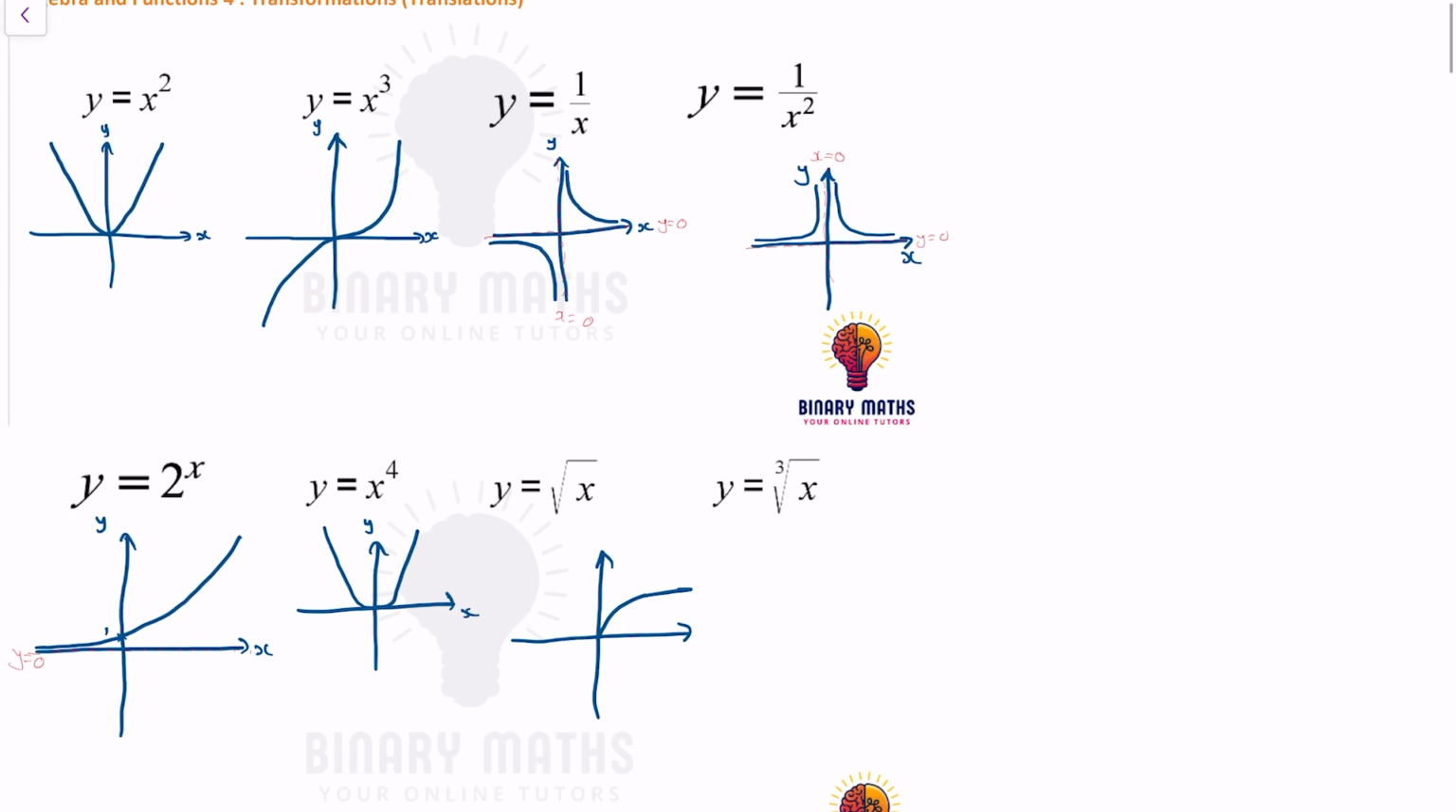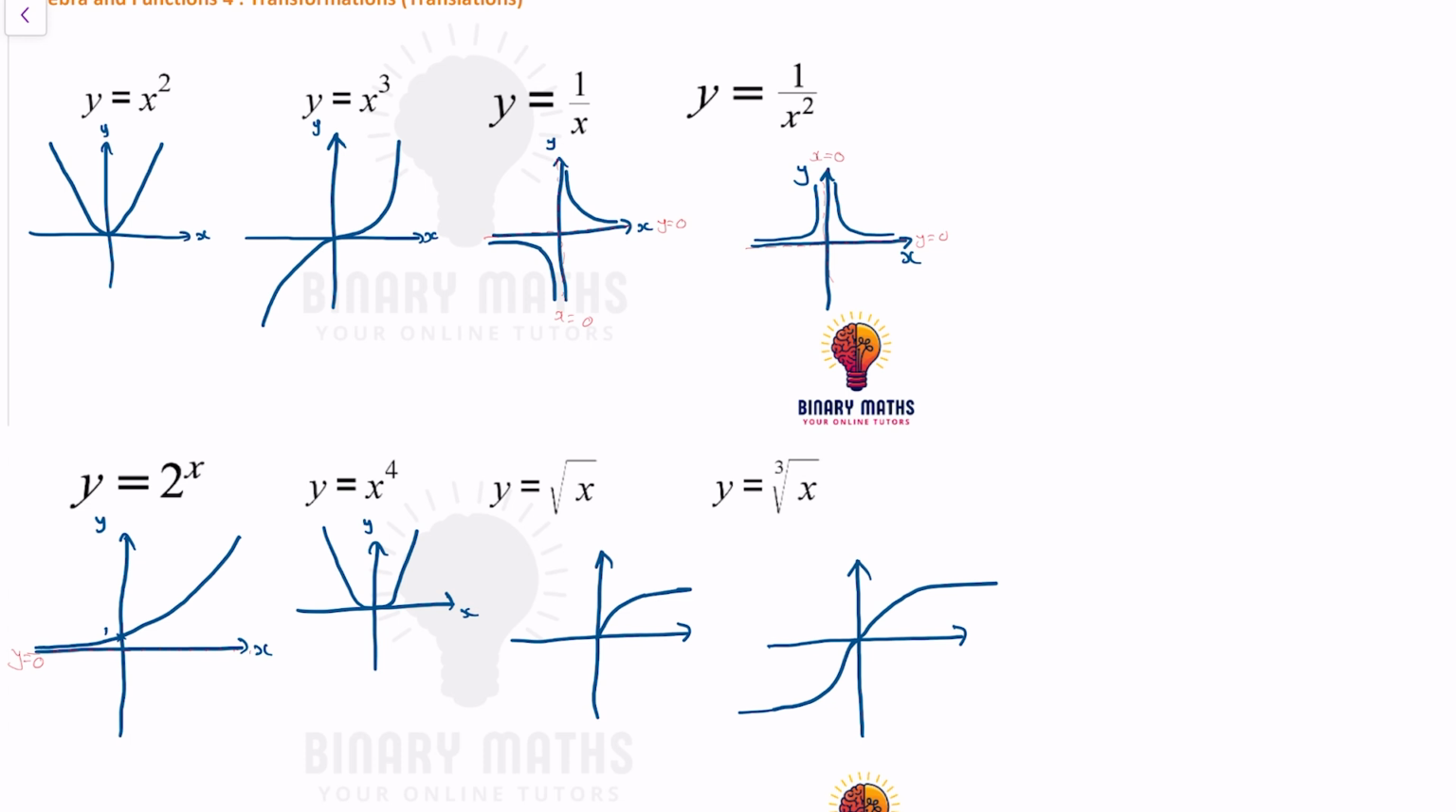And the last one, which is y is equal to cube root of x. Again, this will be more clear when we do functions. But it looks a bit like the cubic graph, but the opposite way around. So going through the origin still. Okay, so these are all the standard curves you might be asked to transform.